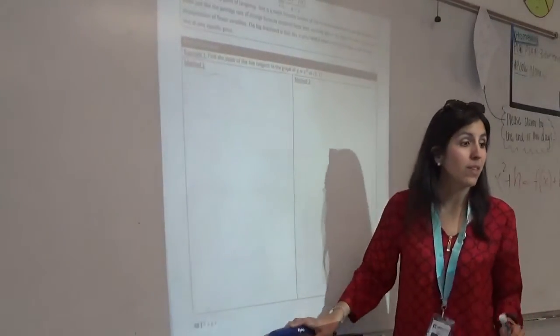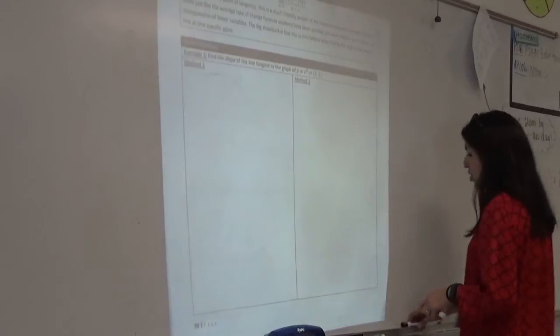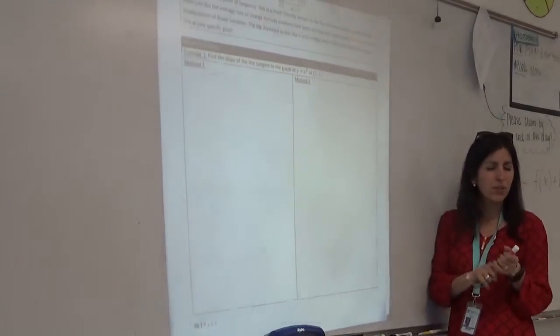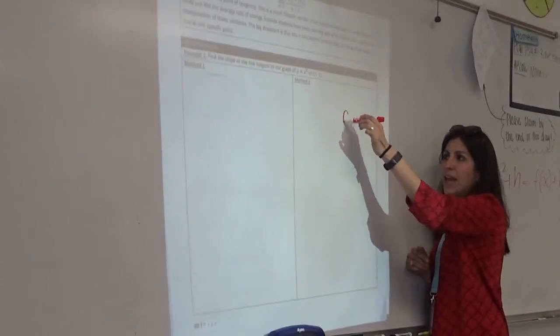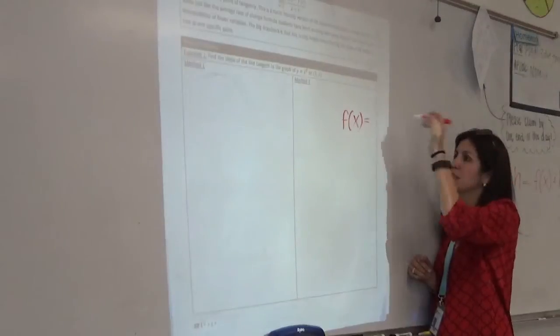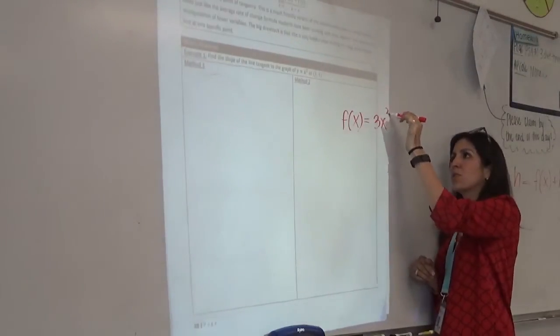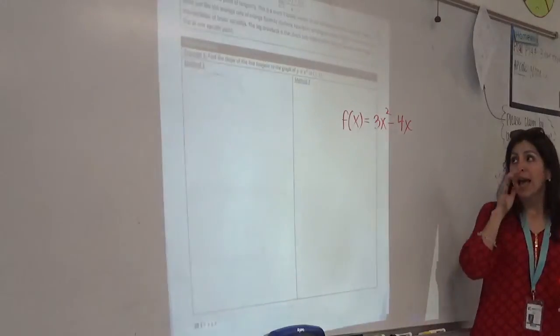And this might be something you just have to do somewhere you have room. I don't know if there's a scratch piece of paper somewhere in there, like one of those blank pages in the near future, but I'm going to try and come up with something kind of similar to number 1 without the actual problem. Let's say the function I give you is 3x squared minus 4x, okay?